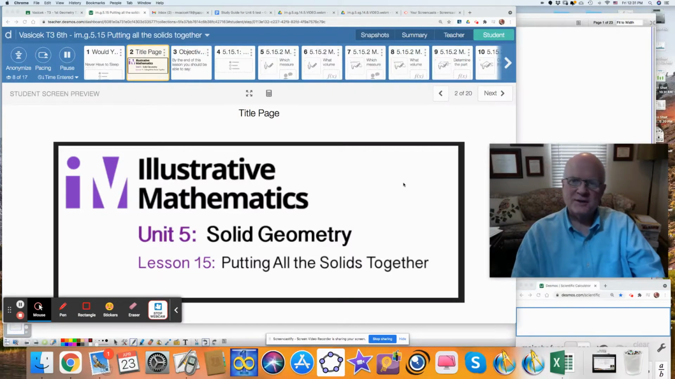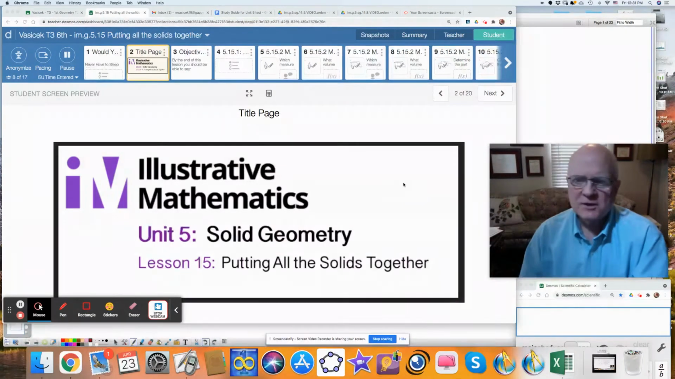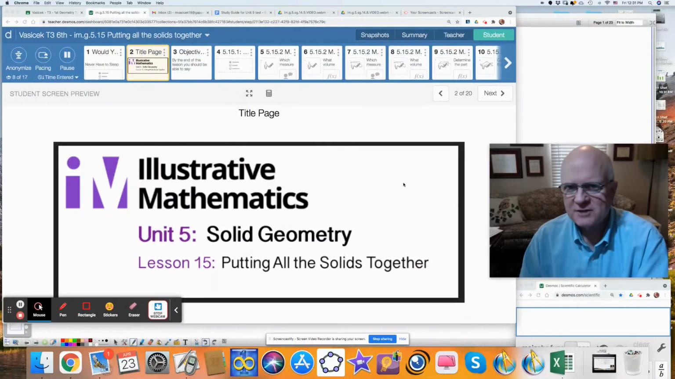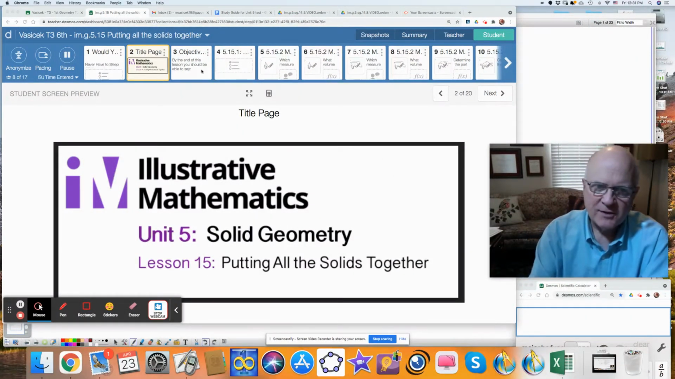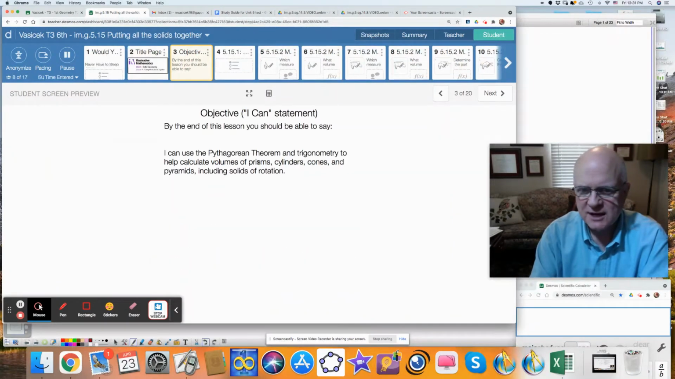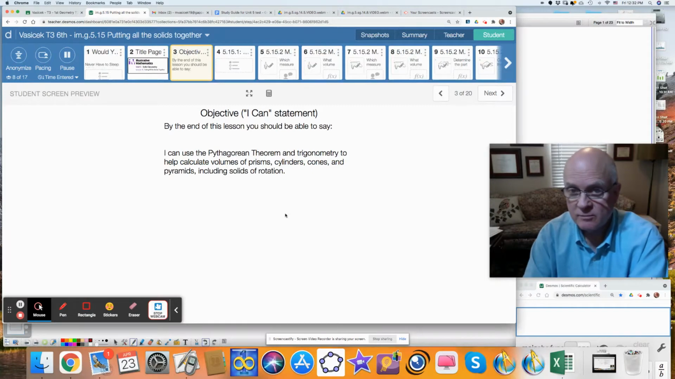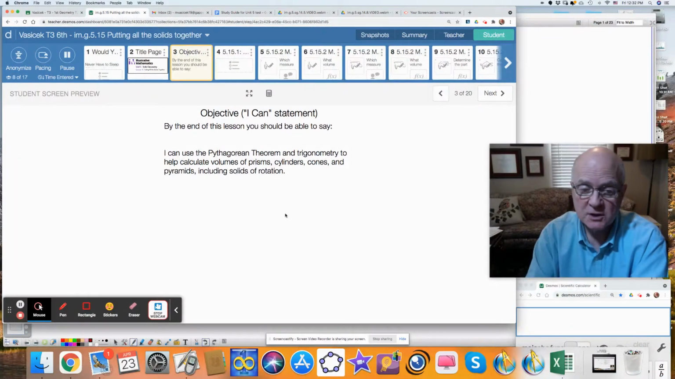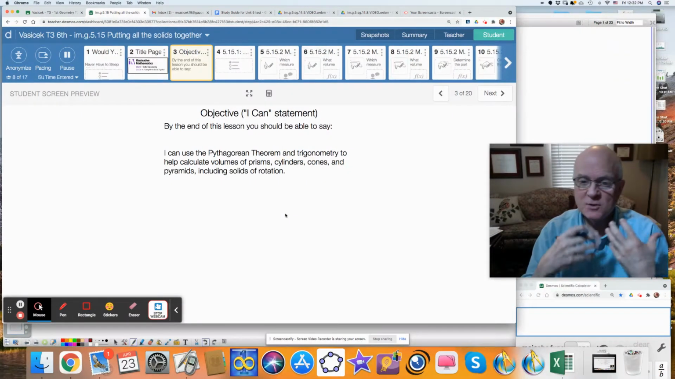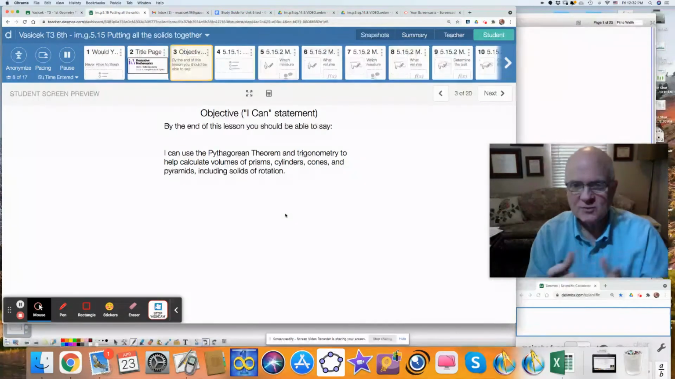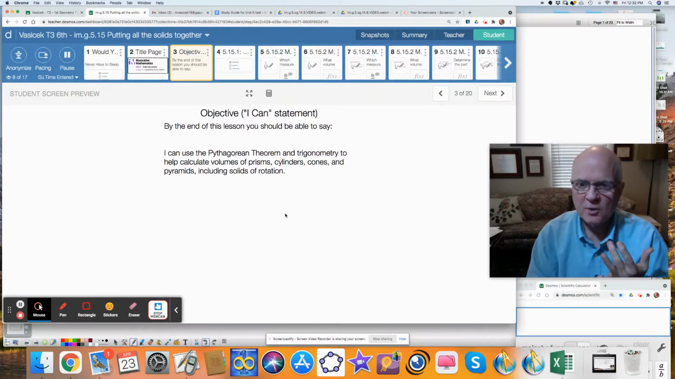Hi, I'm Mr. V. In today's lesson from Illustrative Mathematics, Unit 5, Solid Geometry, we are putting all of the solids together. By the end of the lesson, you should be able to say, I can use the Pythagorean theorem or my trigonometric ratios to help calculate the volumes of prisms, cylinders, cones, and pyramids. Instead of me giving you exactly what you need, I'm going to give you some things, and you're going to have to use the Pythagorean theorem or the trigonometric ratios to do so.